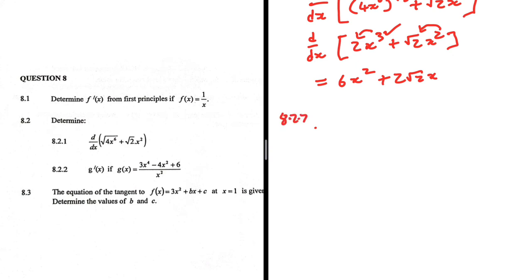So 8.2.2, we want g prime of x, if g of x is equal to, let's take a look, 3x to the power 4 minus 4x squared plus 6 divided by x squared, right? It's easy to see that we cannot take a common factor on the numerator that will cancel out this x squared, because most of the time when we have something like this, that is the approach, but it doesn't seem like it's going to work here.